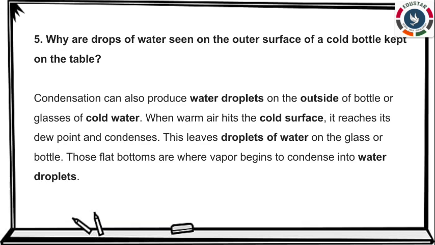Fifth question is, why are drops of water seen on the outer surface of a cold bottle kept on the table? Answer, condensation can also produce water droplets on the outside of a bottle or glass of cold water. When warm air hits the cold surface, it reaches its dew point and condenses. This leaves droplets of water on the glass or bottle. Those flat bottoms are where vapor begins to condense into water droplets.